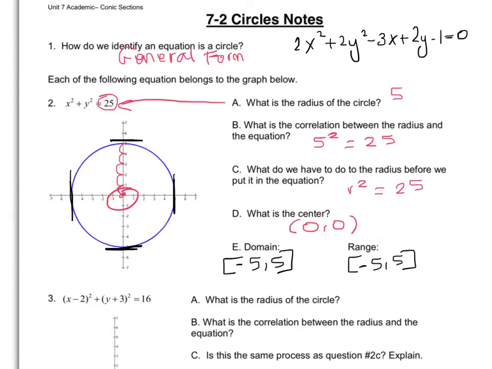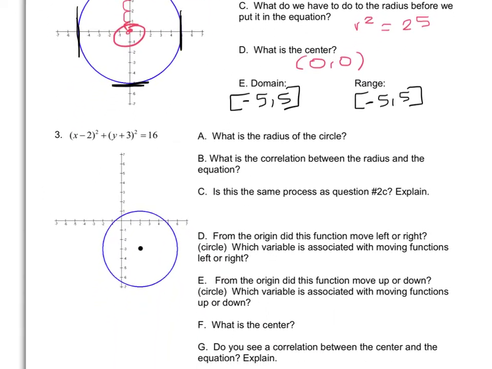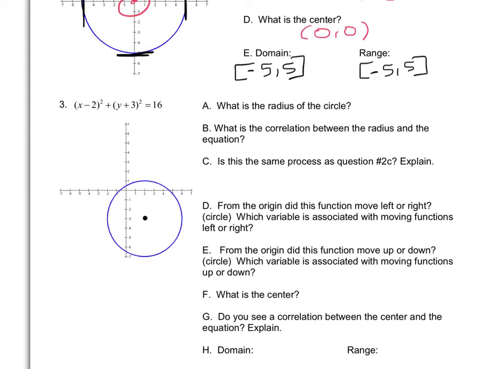Okay, so that is for the first part, and the equation was x squared plus y squared equals 25. Please pause the video and try the other one. I hope you did try on your own. Now let's move on to number 3.